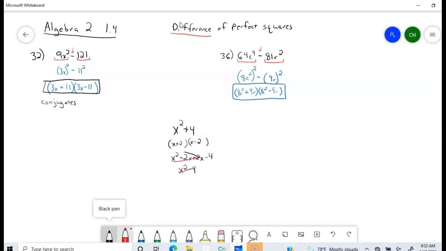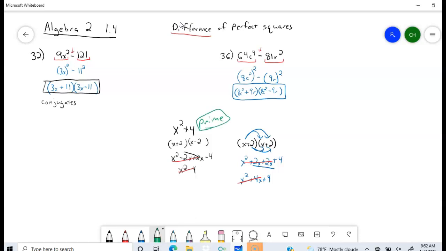All right, so what if we tried to do x plus 2, x plus 2? Do we think that would work since we have a positive? Well, let's see. When I FOIL it, I get that x times x is x squared. X times 2 is plus 2x. 2 times x is plus 2x. And 2 times 2 is plus 4. Combine like terms here, I get x squared plus 4x plus 4. So that one doesn't work either because I didn't come back to the one I started with, which means that this one, the answer is it is prime. There's nothing I can do to factor it. All right?